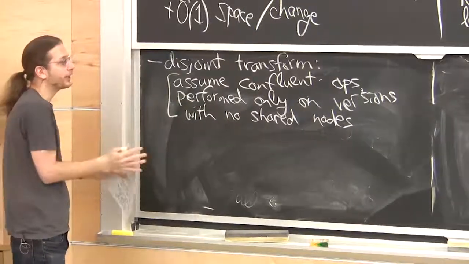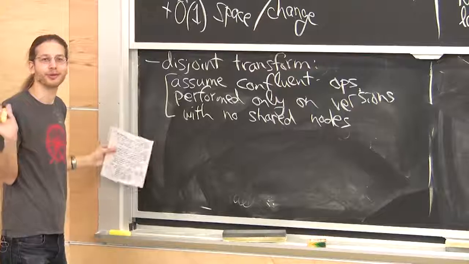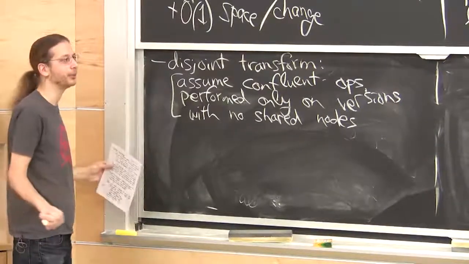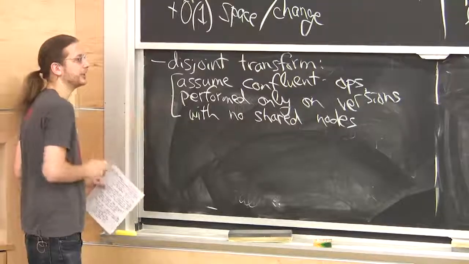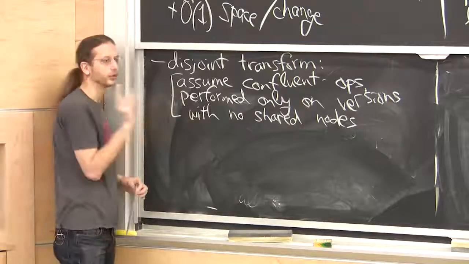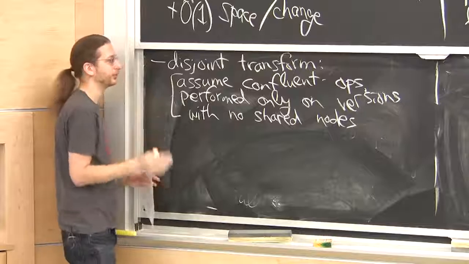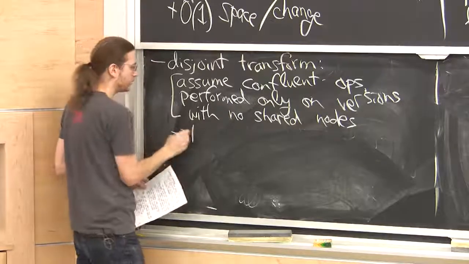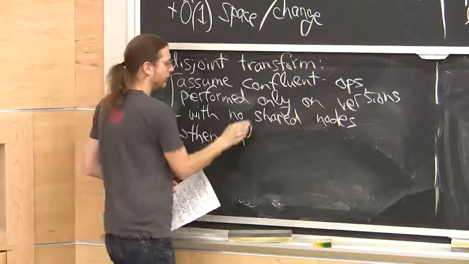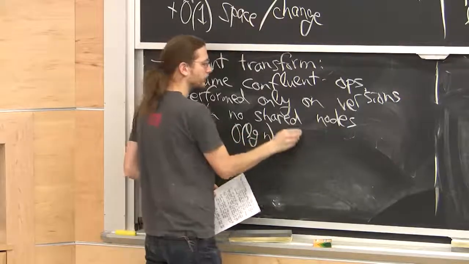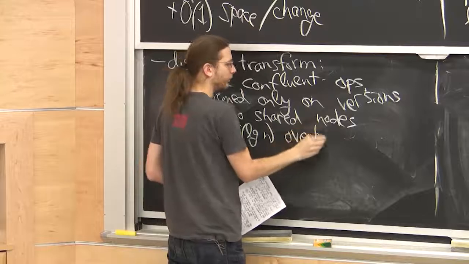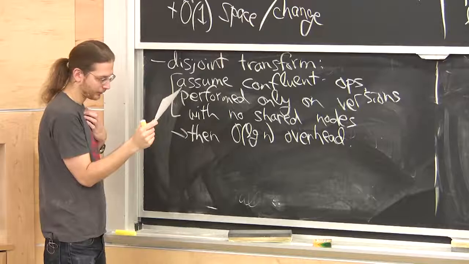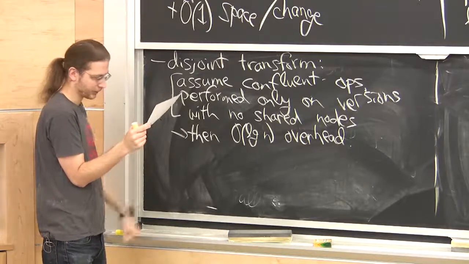If you try to, who knows what happens. Behavior is undefined. So it won't tell you, oh, those two versions have this node in common. You've got to make a second copy of it. So somehow you have to guarantee that confluent operations never overlap, but they can be reordered. Then you can get order log n overhead. N is the number of operations. I have a sketch of a proof of this, but not very much time to talk about it.